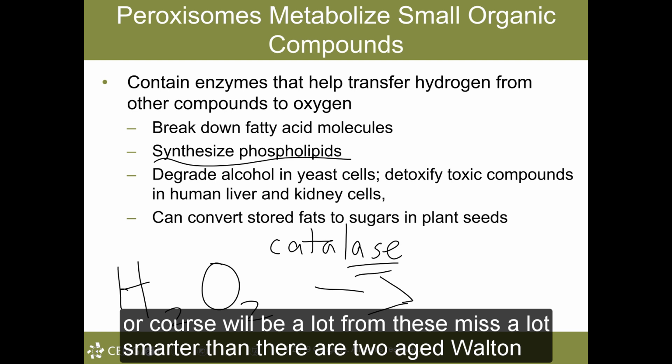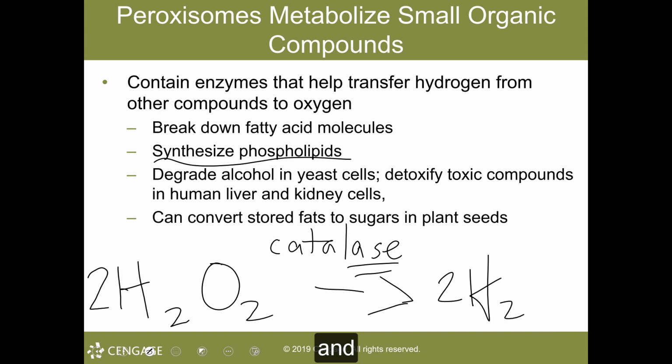So what we'll be left with, I'll write this equation as: two H2O2 yields 2H2O plus O2. And with that, let's keep moving right along.